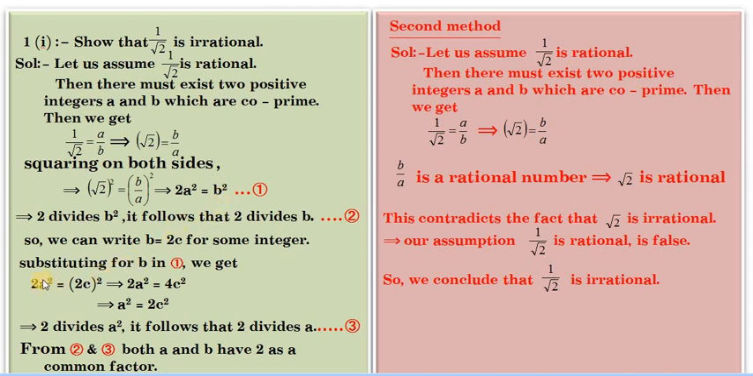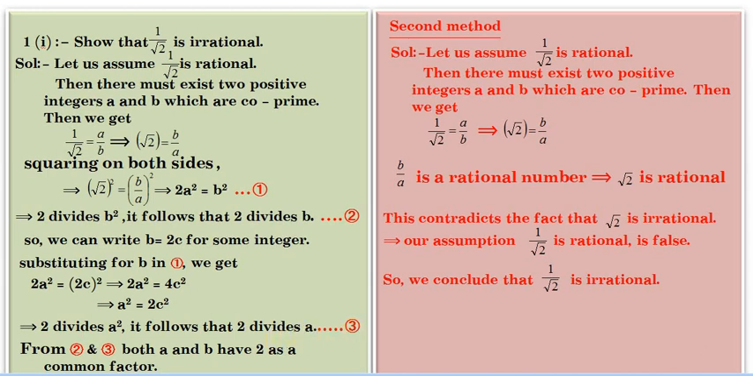Then what happens? 2 into a square is equal to 2c whole square. So that implies 2 into a square is equal to 2 into c square, which is 4 into c square. So this implies a square is equal to 2 into c square. Now if you observe here, a square is a multiple of 2. That means 2 divides a square. It follows that 2 divides a. So that is statement number 3.